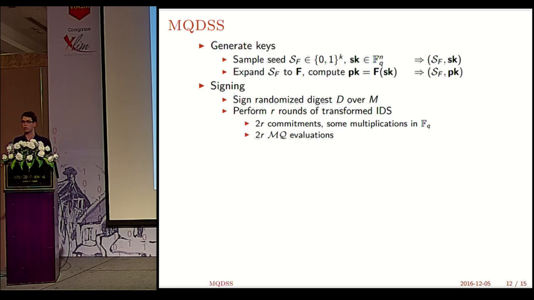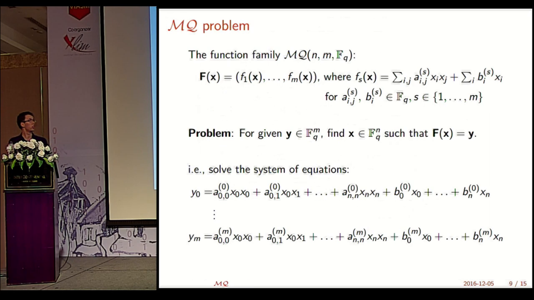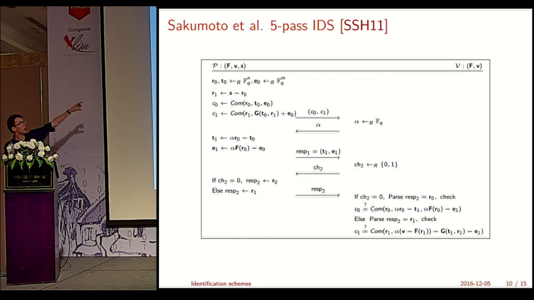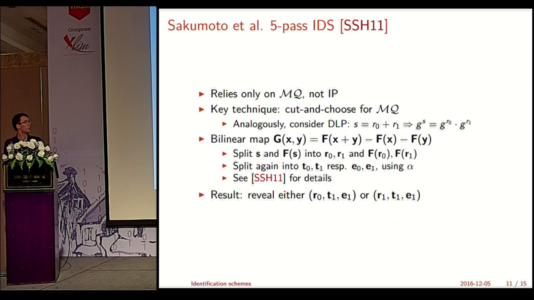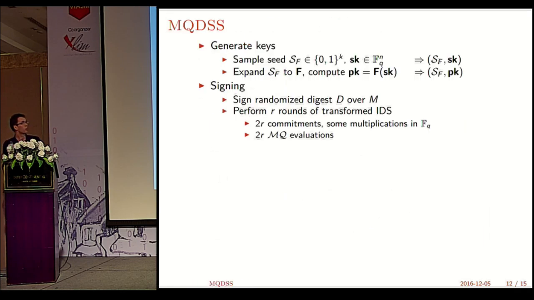And this consists of doing two R commits, because you saw earlier that there's two commits per instance of this. And there's also two R evaluations of this MQ function, because there's F and there's G up there. I'm not sure how legible this is, but people in the back will just have to believe me on this. So there's two R commits, some multiplications in FQ for this challenge alpha, and then two R MQ evaluations.